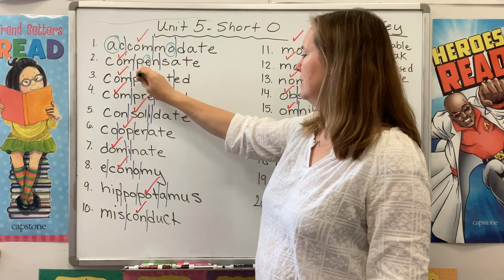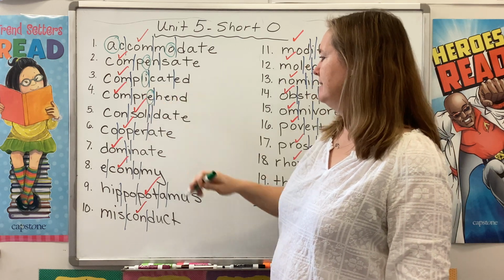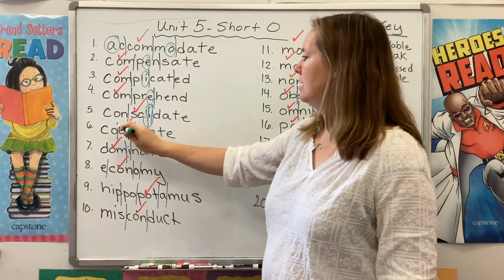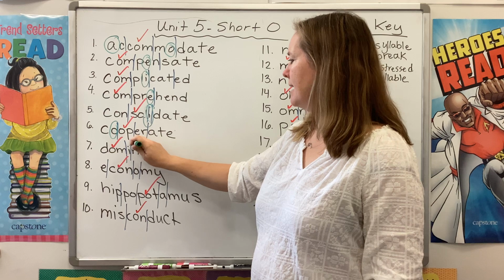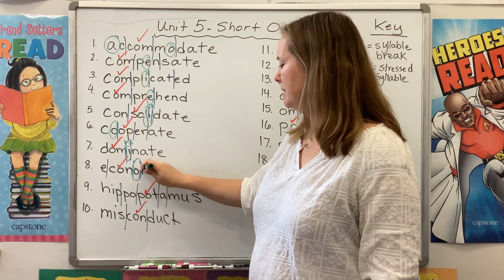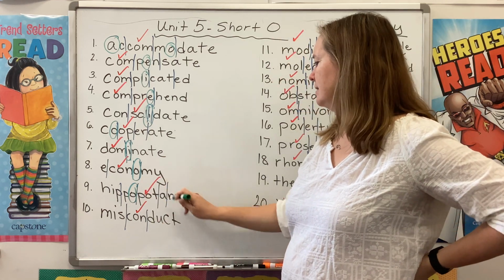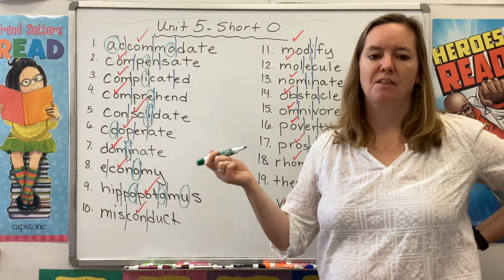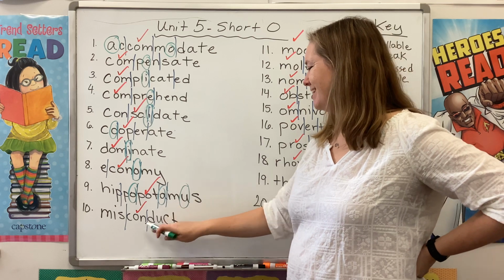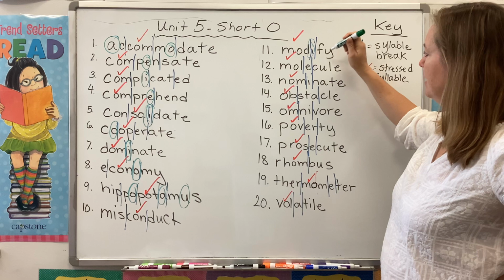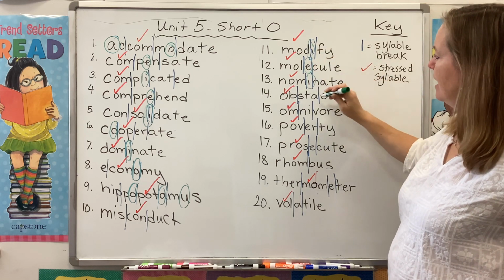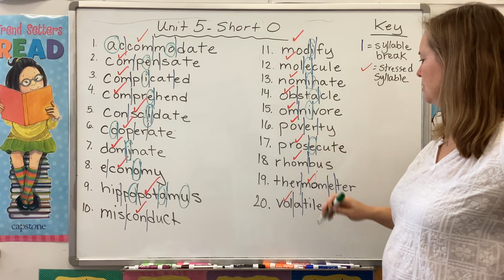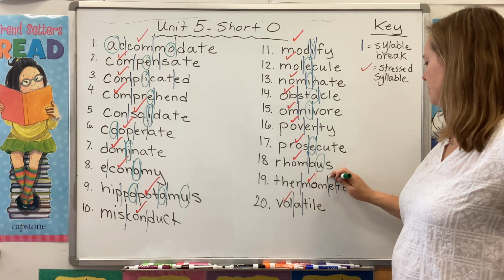Compensate, complicated, comprehend, consolidate. I'm just trying to circle the I in there. Cooperate, dominate, economy, hippopotamus. Look at that. Hippopotamus. 3 different vowels all making the schwa sound. Misconduct. I'm going to keep the U there. I think it makes it sound. Modify, molecule, nominate, obstacle, omnivore, poverty, prosecute, rhombus, thermometer, and volatile.